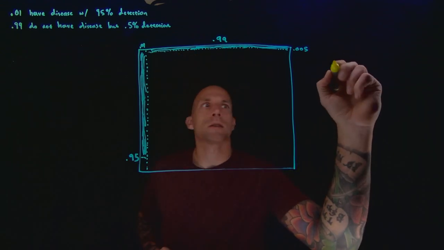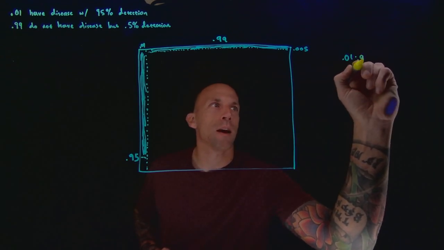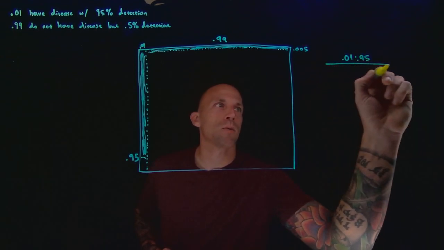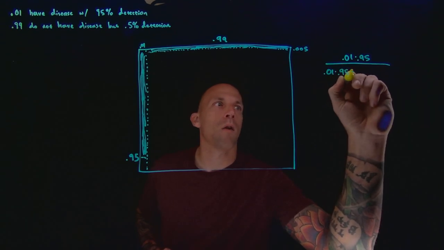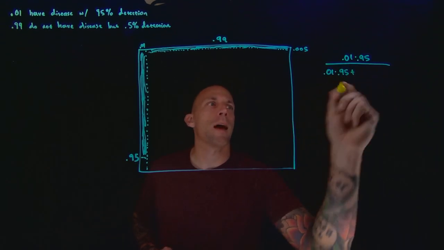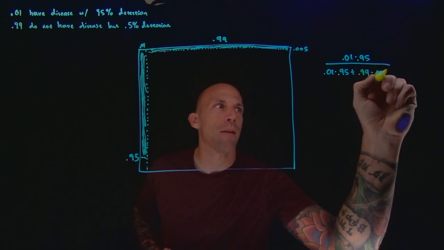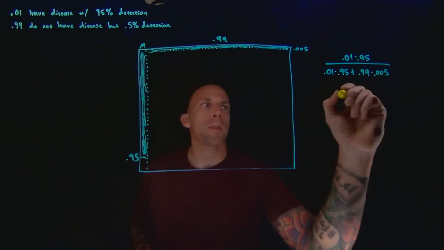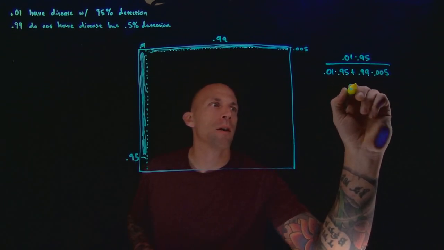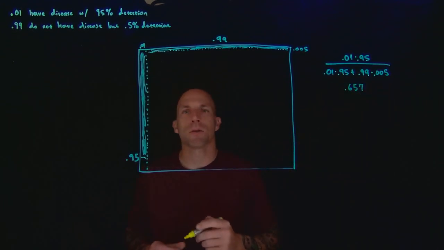So let's take 0.01 that have the disease times the 95% detection rate over the totality of all possible detections, both when they have the disease and when they do not have the disease. And if you run that through the calculator, you're going to get about 0.657. So the correct answer here is B.